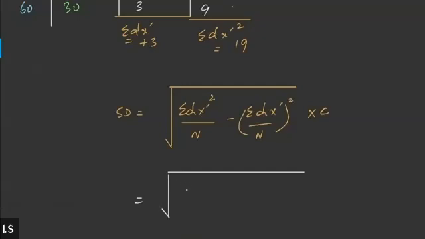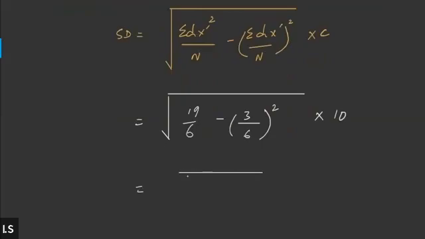Sigma dx dash square is 19 by how many items are there? 6 items are there, minus sigma dx dash, which is 3 upon 6, whole square, and then we will multiply it with the common factor. The common factor that you have taken is 10.